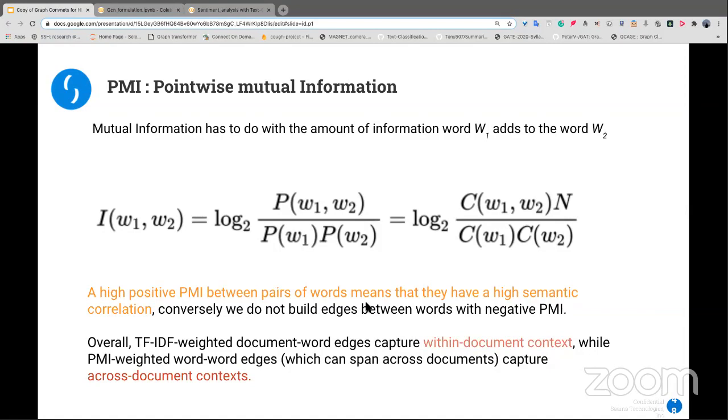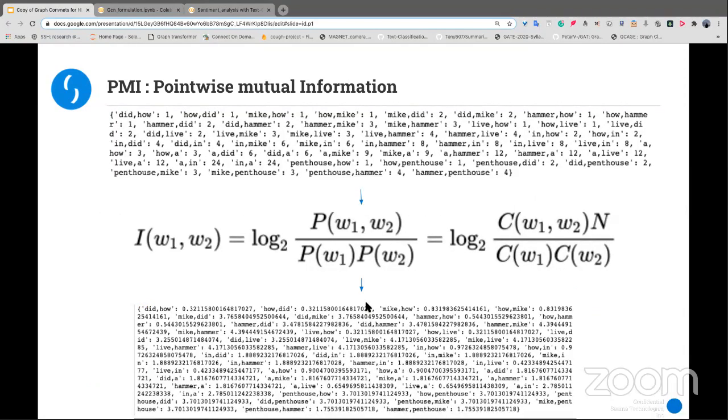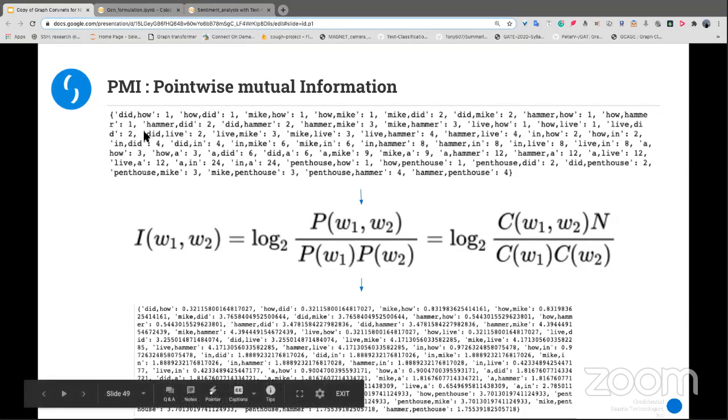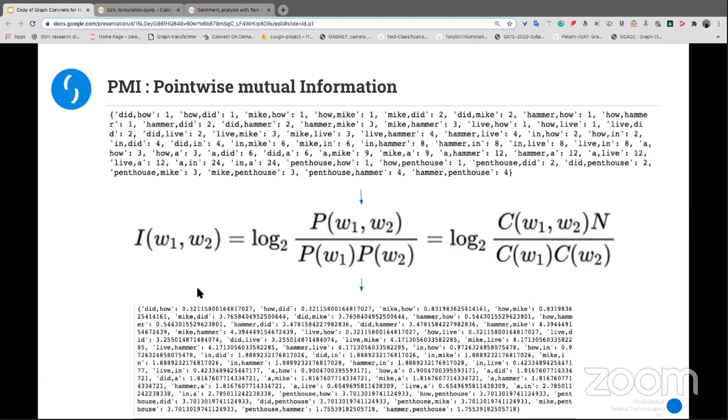And we calculate the TF-IDF. The main difference here is that TF-IDF gives attention within the document context, while PMI, the word-to-word weightage, gives a weightage across the document context. If you look at how we are applying this, it gives me some value for each bigram, showing how important these two words are in the corpus.